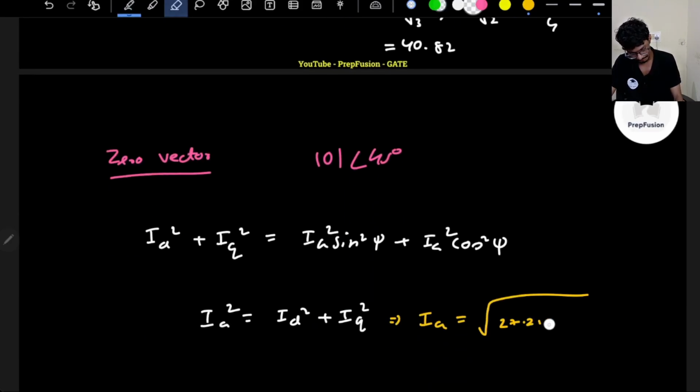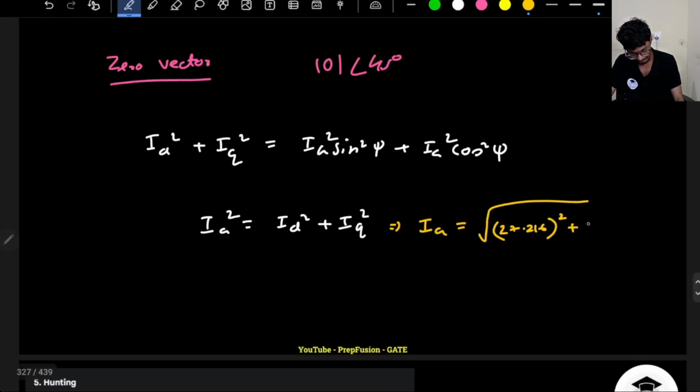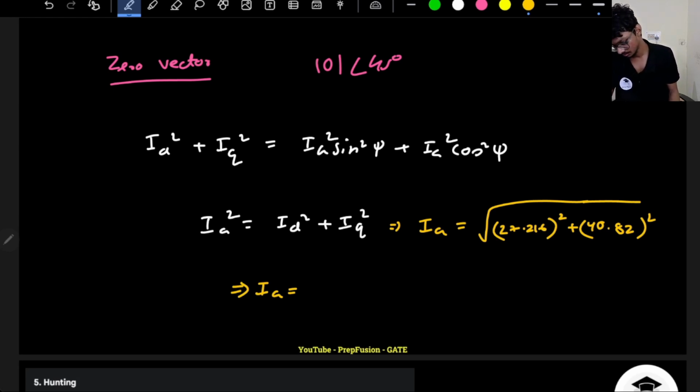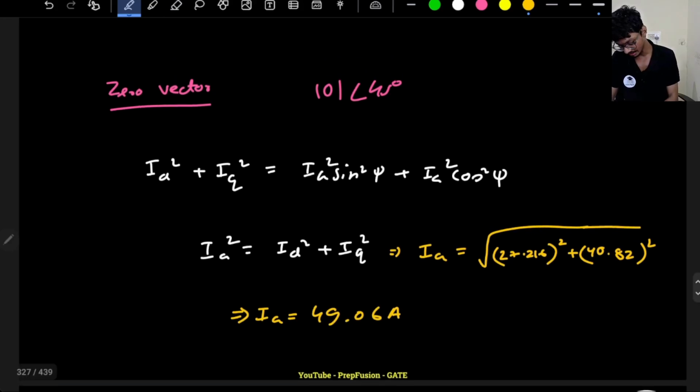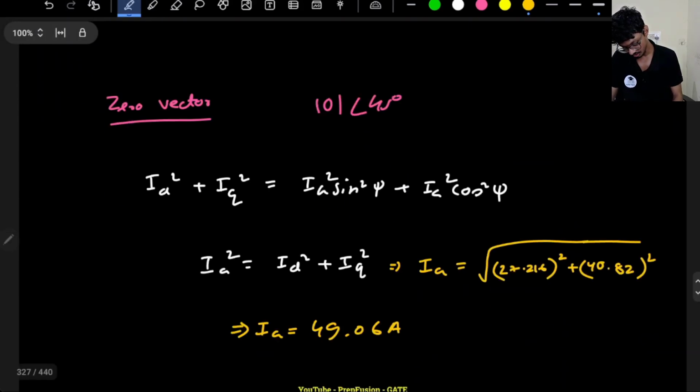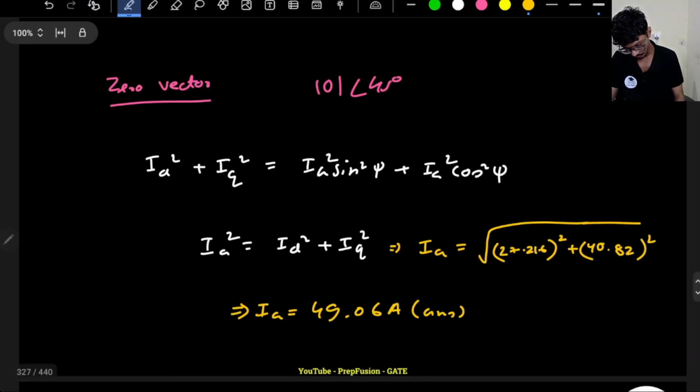So it will be 27.216 whole square plus 40.82 whole square, whole under root. Let me calculate this value: 49.06. This will be your IA value. So I got my IA value. This will be the second answer basically. What else have they asked?